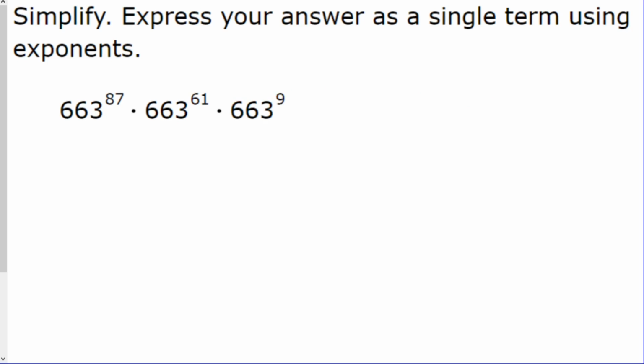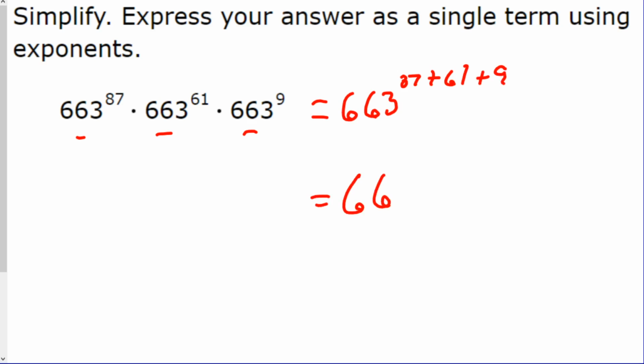All right, what if they use multiple terms? Again, the rules don't change. As long as the bases are the same, and they are, we simply add the exponents. In this case, we add all three exponents. And we end up with 663 to the 157th power. So even bigger than the last number.